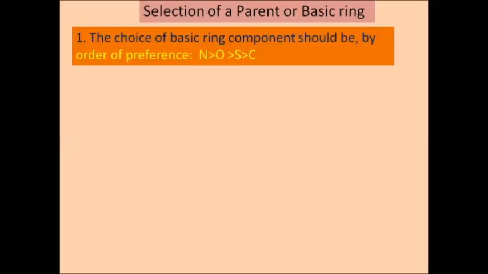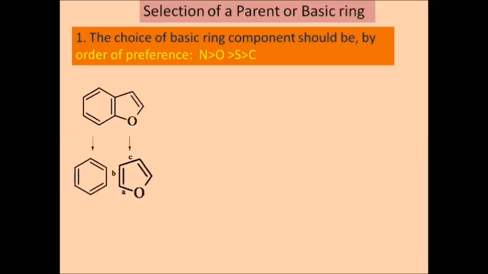This is the first rule. The choice of the basic ring component should be by order of preference: nitrogen, oxygen, then sulfur, then carbon. We can understand this by using this example. In this fused ring, benzene ring and furan ring are fused together. Furan ring contains oxygen, but benzene ring does not contain any heteroatoms. So furan is given preference because it has oxygen.